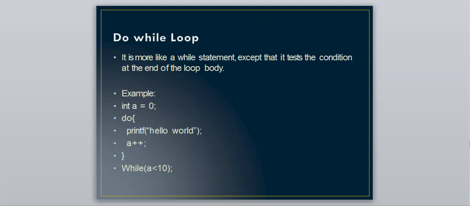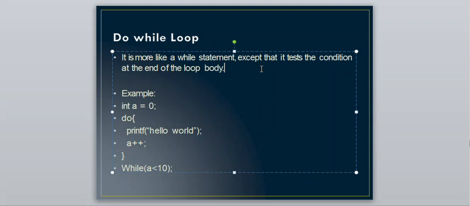Same statement of do while. Just now the difference comes in your loop. Your for loop and the while loop, both are the same in working, but the do while loop is somehow different from these two loops, meaning for and while loop. It is more like a while statement, except that it tests the condition at the end of the loop.